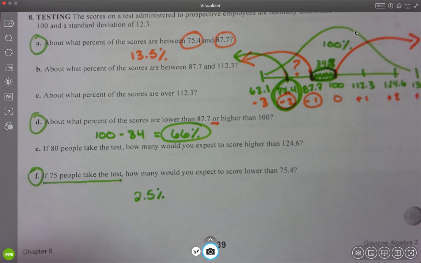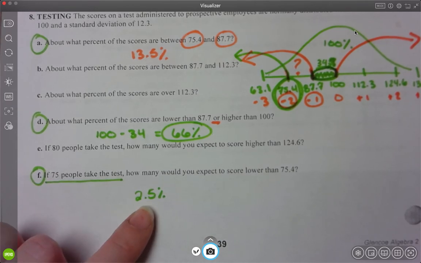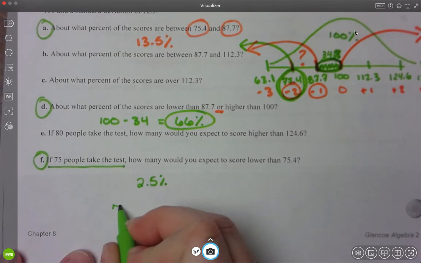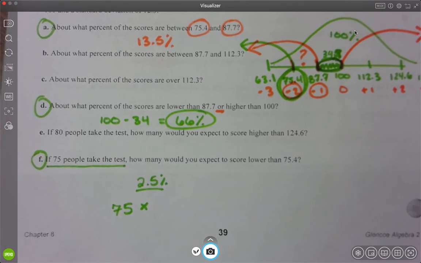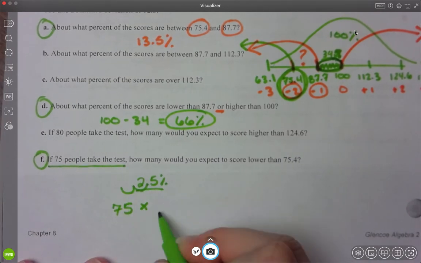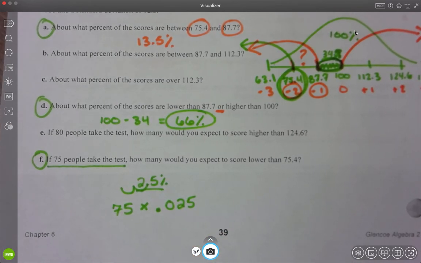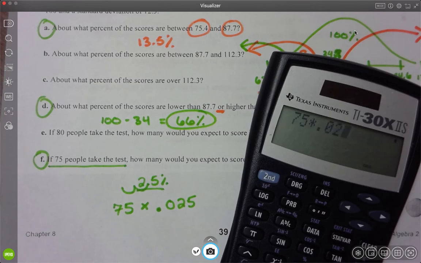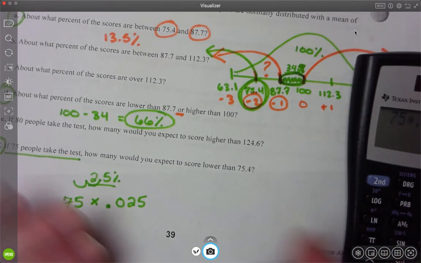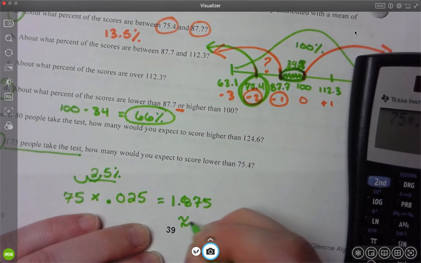Now, I don't want to know the percentage. I want to know actually how many people that is. So if I have 75 people taking the test, how many would 2.5% be? So what I'm going to do is, if 75 people are taking the test, I want to multiply that by this percentage, but 2.5% as a decimal would actually be 0.025. So that's what I want to multiply by the 75. All right, so I just take that in my calculator, 75 times 0.025, and I get 1.875. So about 2 people.